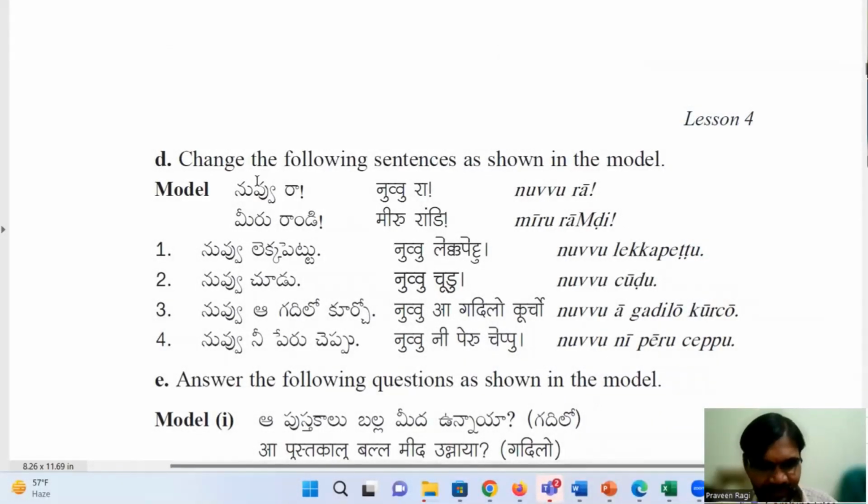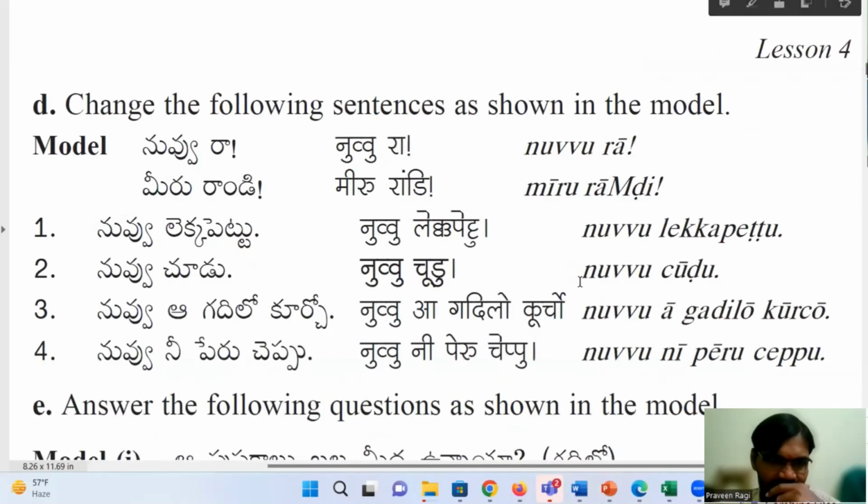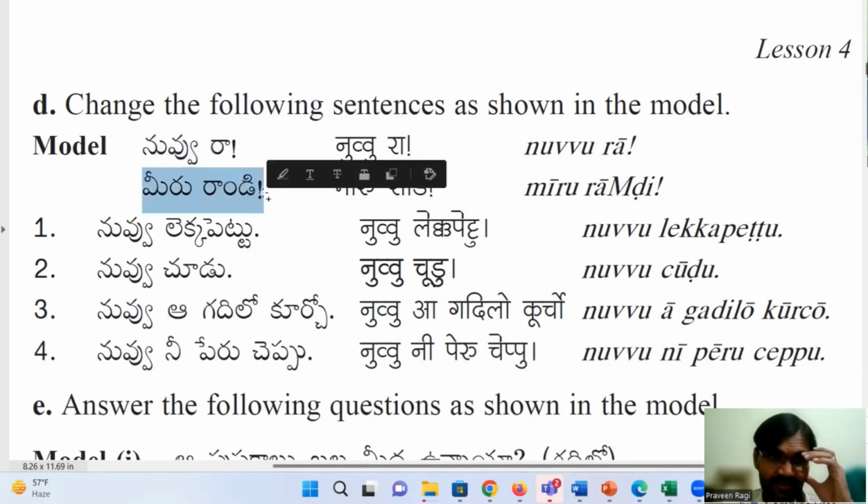Yes. Change the following sentences as shown in the model. Okay. So, this is the example. Nuvu ra becomes miru randi. This is like converting singular to plural or singular honorific.